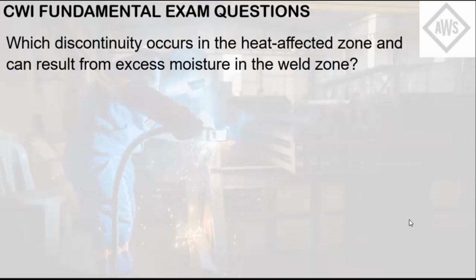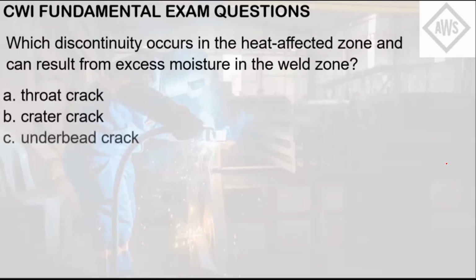Which discontinuity occurs in the heat-affected zone and can result from excess moisture in the weld zone? Letter A, throat crack. Letter B, crater crack. Letter C, underbead crack. Letter D, porosity. Letter E, centerline crack. So let's run through the choices here.